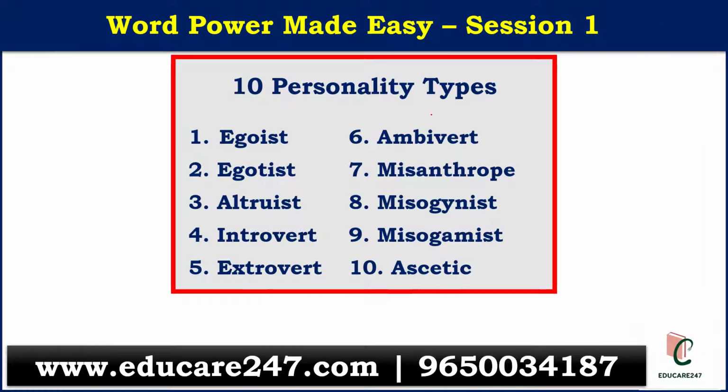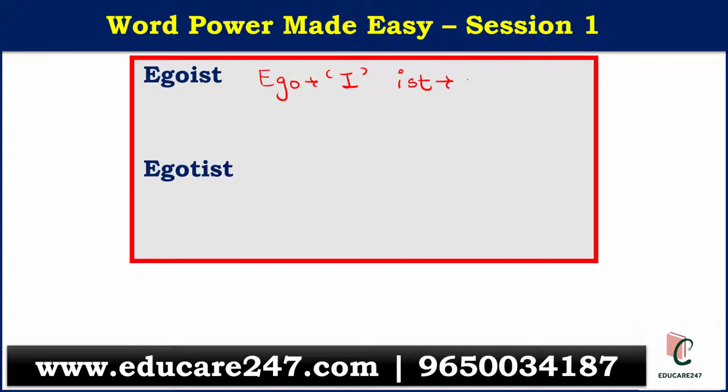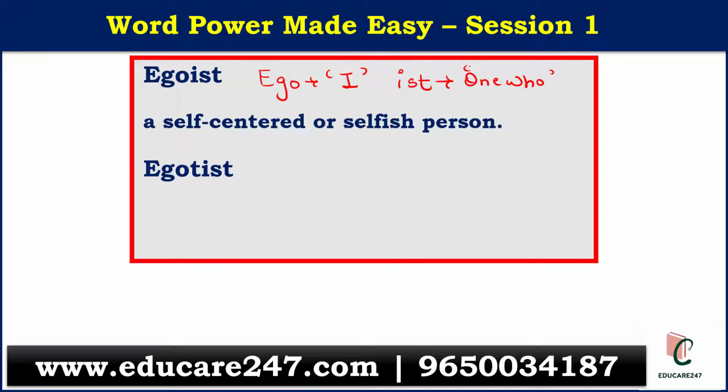We'll be discussing these 10 words which are on the personality types. Let's start seeing the meaning of these words. Our first word here is egoist. Ego basically will be the root word here. Ego means I. And the suffix ist means one who. So one who thinks about himself is an egoist. A self-centered or a selfish person is an egoist.